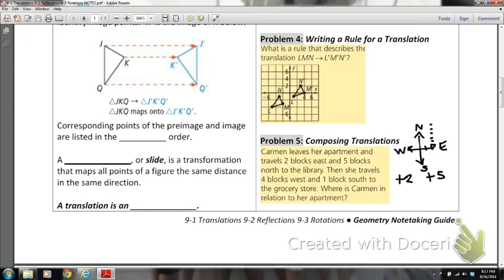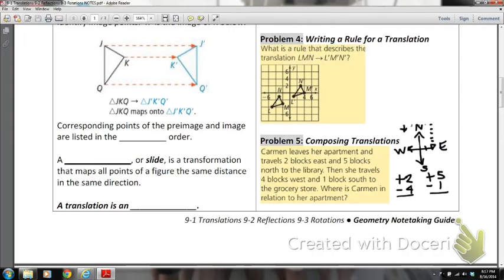The next thing she does is she travels 4 blocks west. So west is going to be a negative. It's to the left from where she is. So going west would be -4. And then when she goes 1 block south, she goes down 1 unit. That's going to be a -1 unit on your y, your vertical movement.